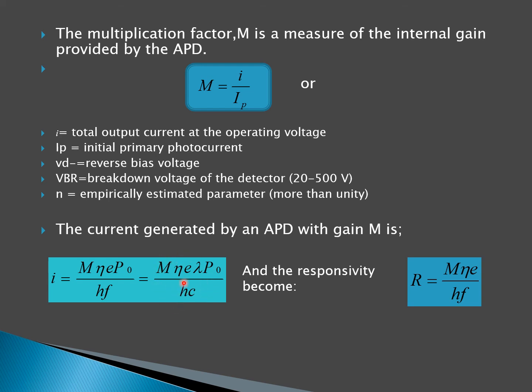We can also rewrite the responsivity for APD, which is equal to M, the multiplication factor, times the efficiency times e divided by hf. If you notice, the formula is the same as for the PIN photodiode, except that we have an additional M here because of the multiplication factor.